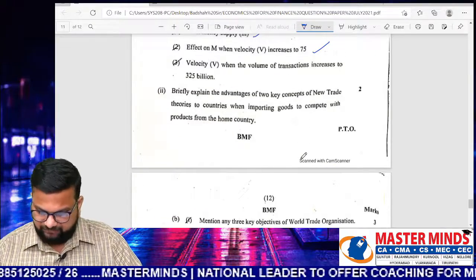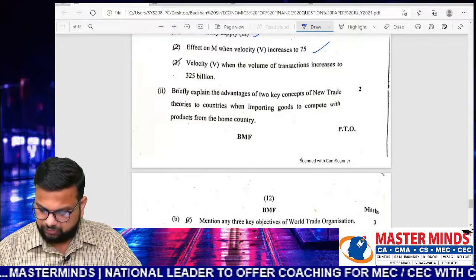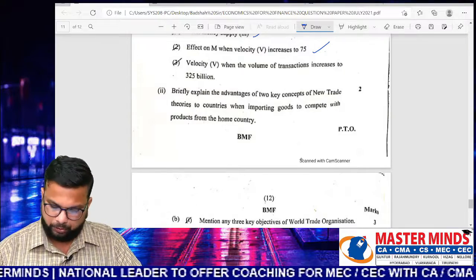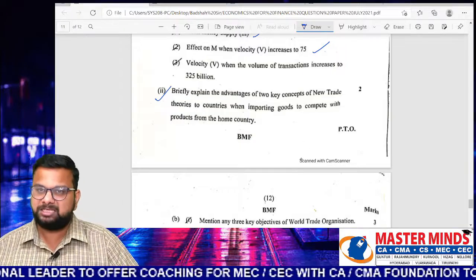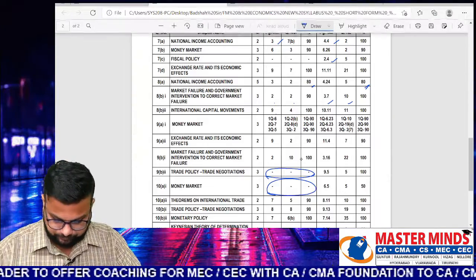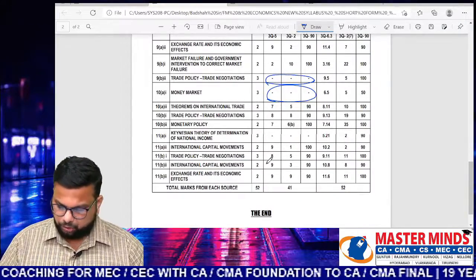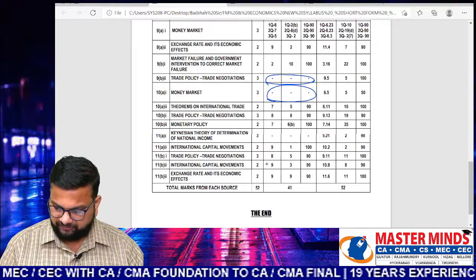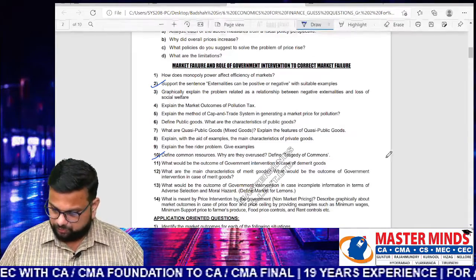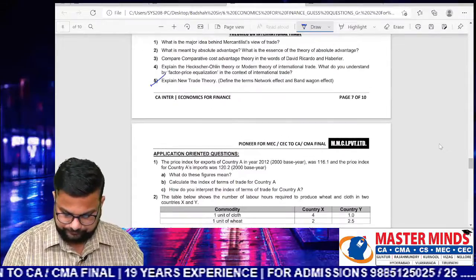Next question, Nana. Briefly explain the advantages of two key concepts of new trade theories to countries when importing goods to compete with products from the home country. Whether this question is covered in our guess questions and Masterminds material, let us see. Question number 10A subsection 2 is covered in our guess questions. Question number 5, page number 7.